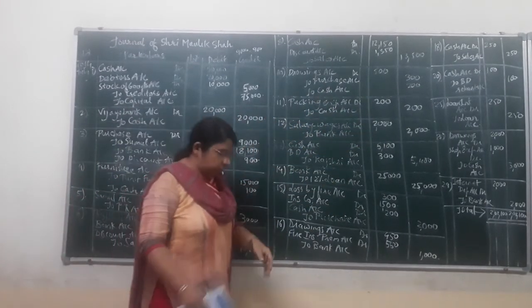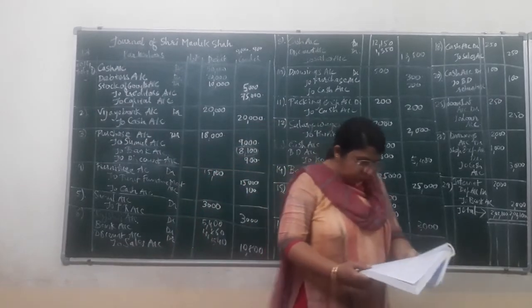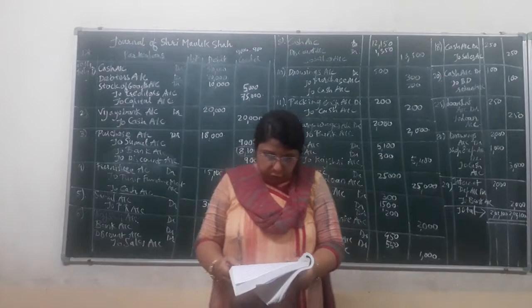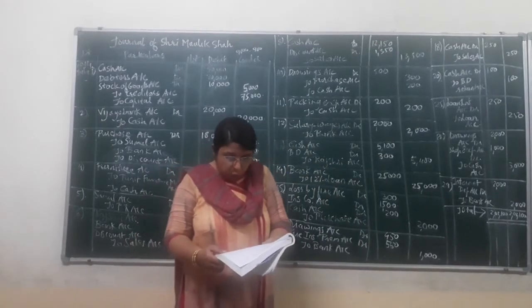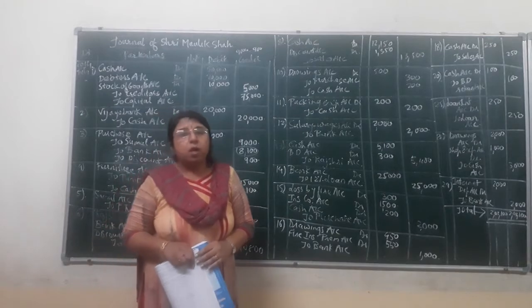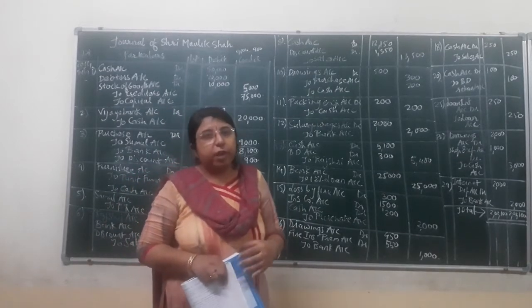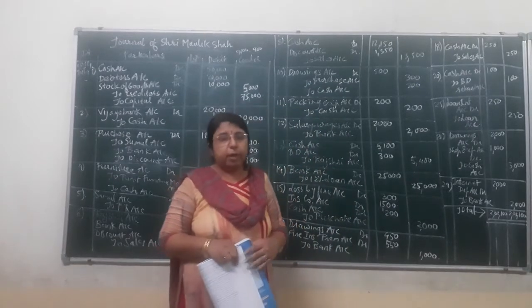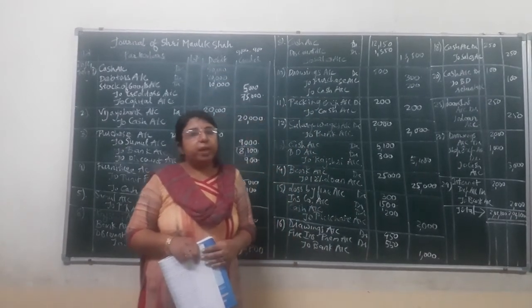Then afterwards, 11th date. Purchase plastic bags of rupees 200 for goods packing by cash. For goods packing, the plastic bags have been purchased. Whatever goods are manufactured, we have to pack them, and for that plastic bags are purchased worth rupees 200. And whatever the expense, we have paid in cash.